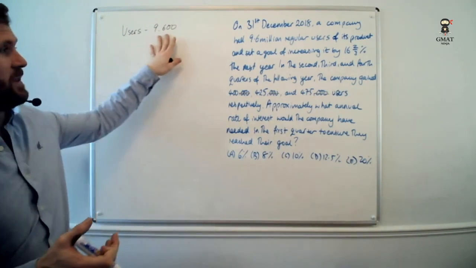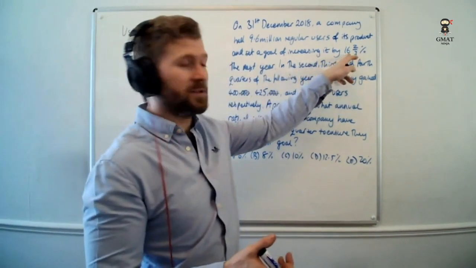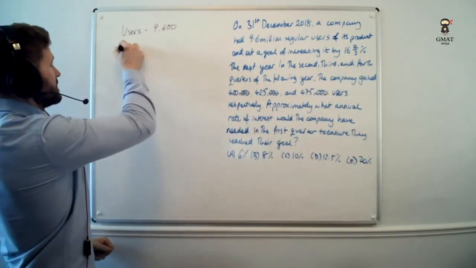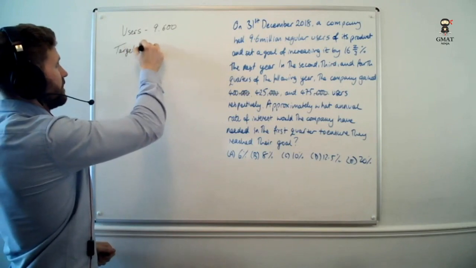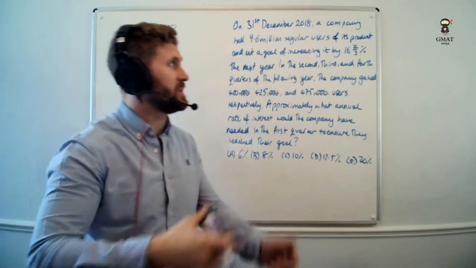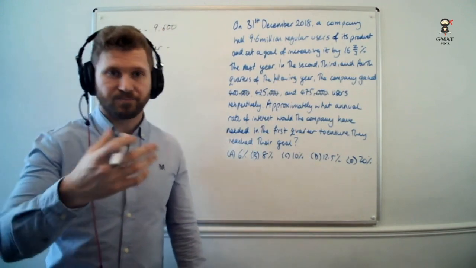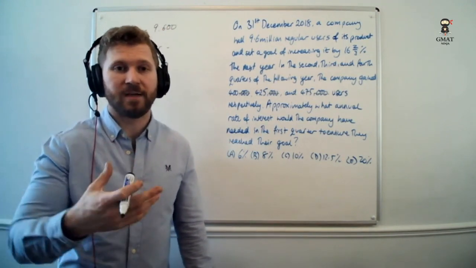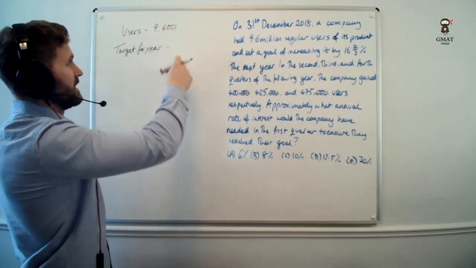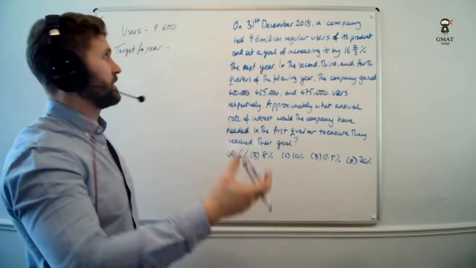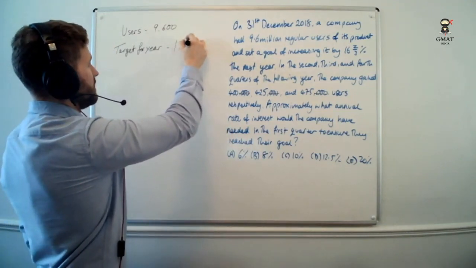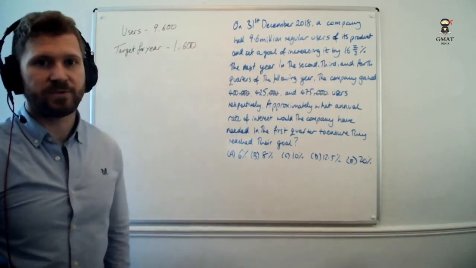Now, if we're starting with 9,600 and I want to increase that number by 16 2/3%, well, that means that our overall target, our annual target, is going to be 9,600 increased by 16 2/3%. Or in other words, I'm increasing this by a sixth. Now, a sixth of 9,600, that's 1,600. So my target for the year is to increase by 1,600 users.